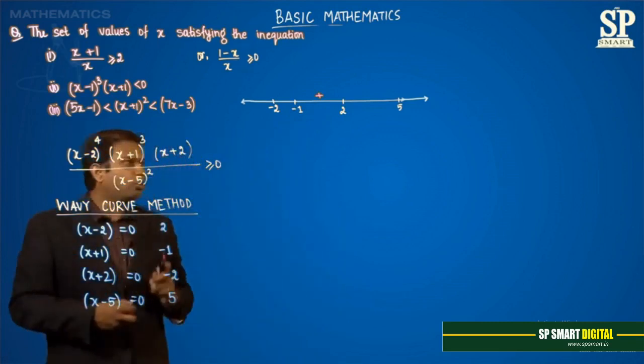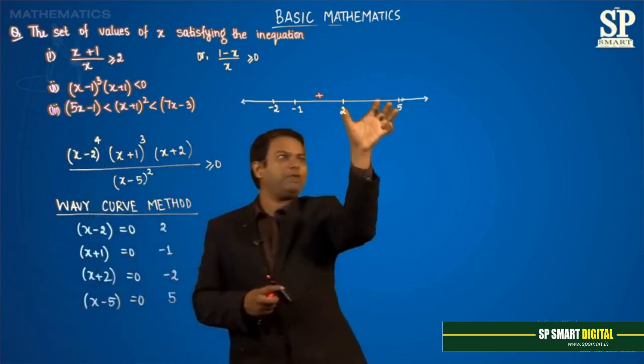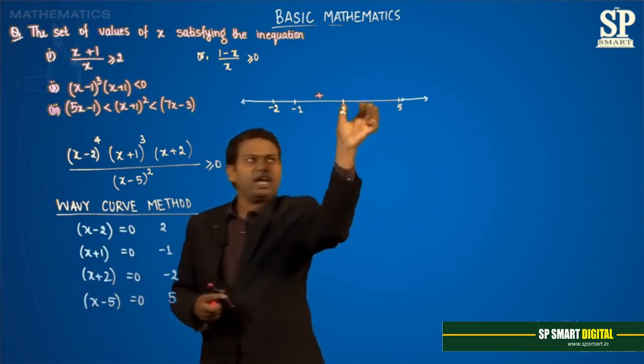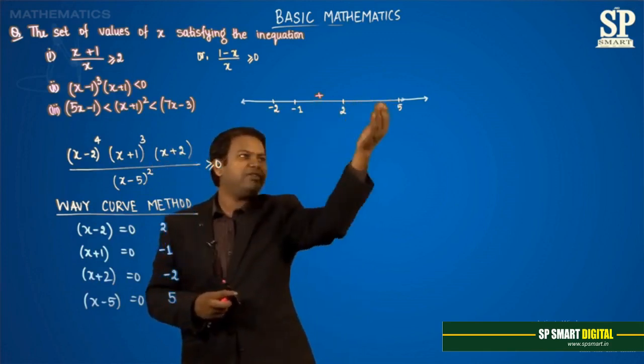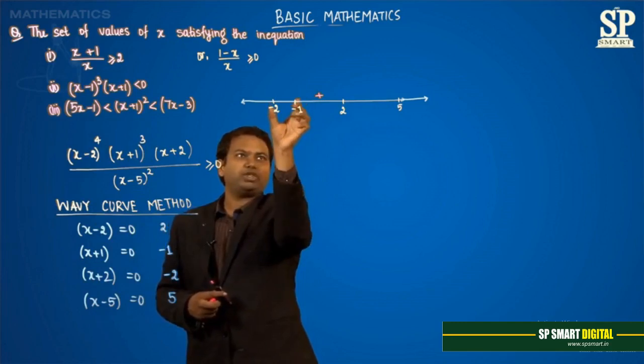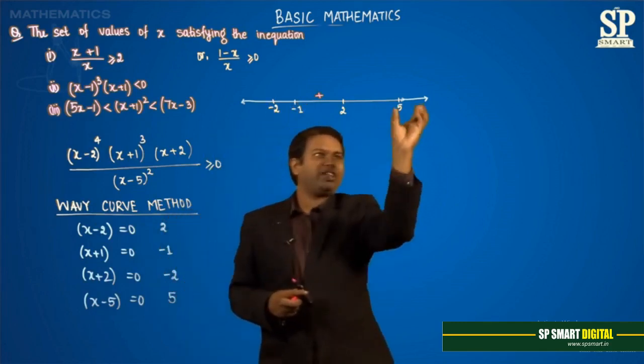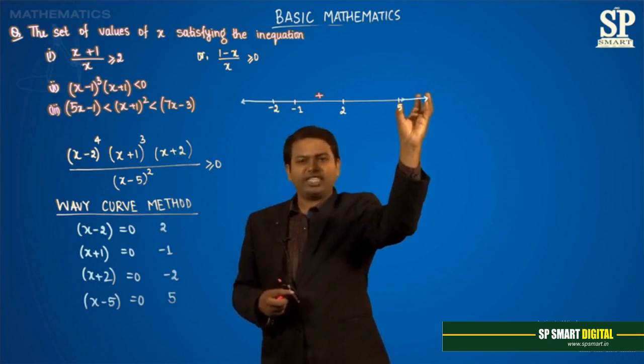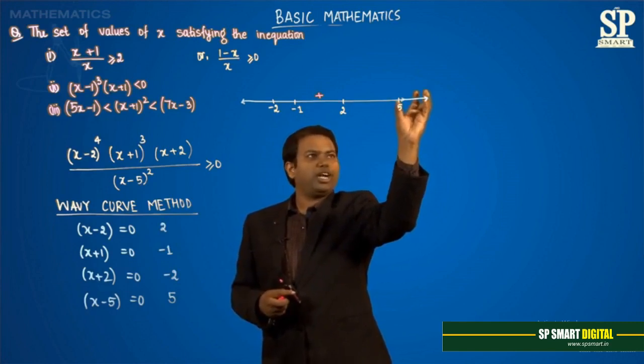Next is to take a value lying in between 2 and 3 and figure out the sign, and then we'll put the sign over here. Same is the case for minus 2 to minus 1. And after that, we also need to do the same method for all the points lying between 5 and infinity.